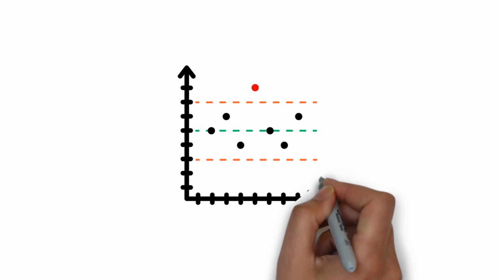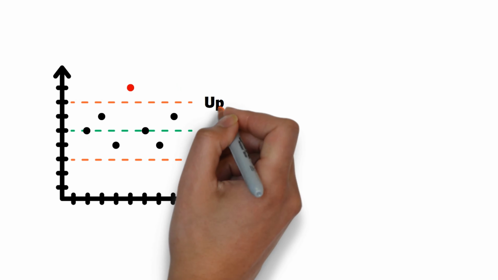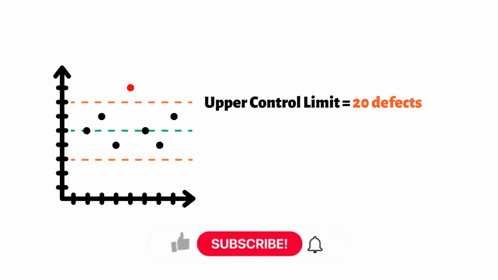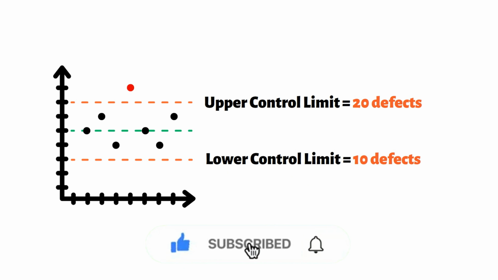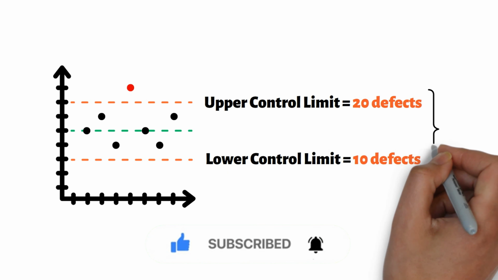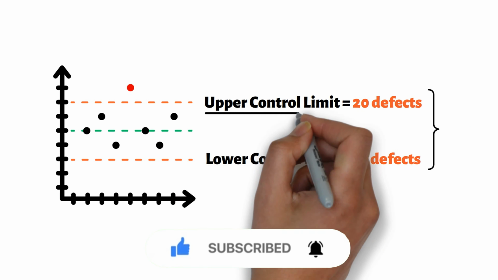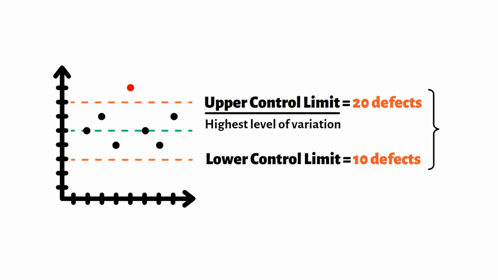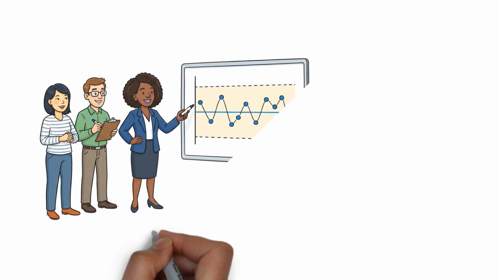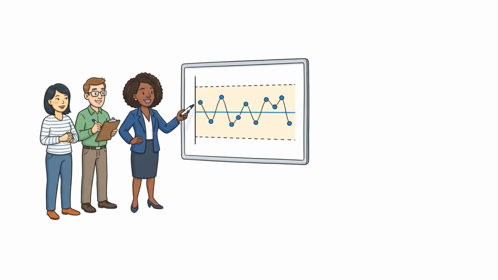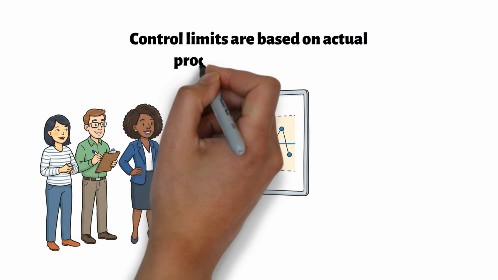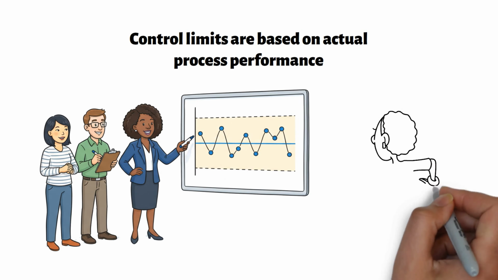Now let's discuss the upper control limit and lower control limit. These limits define the expected range of normal variation. Suppose the control limits for our process are: upper control limit equals 20 defects, lower control limit equals 10 defects. If the process is stable, most observations should fall within those boundaries. The upper control limit represents the highest level of variation still considered normal. The lower control limit represents the lowest level of variation still considered normal. Together, these limits define what we would expect to see if the process is behaving consistently. Control limits are based on actual process performance. They help determine whether the process is stable.